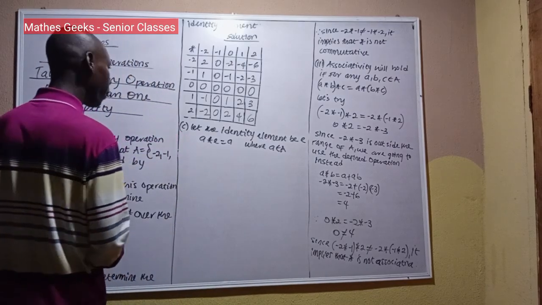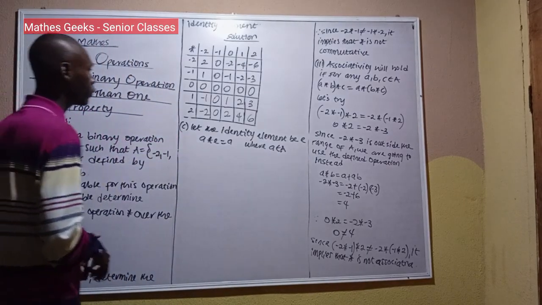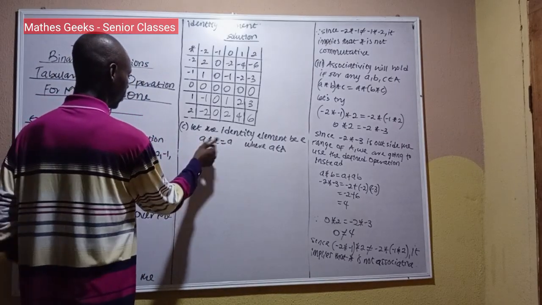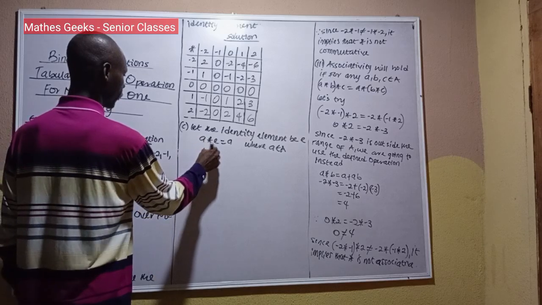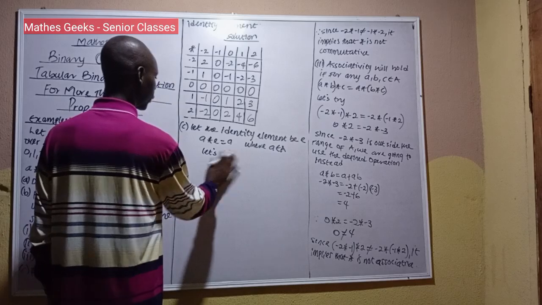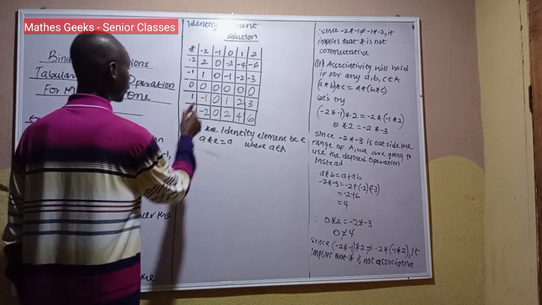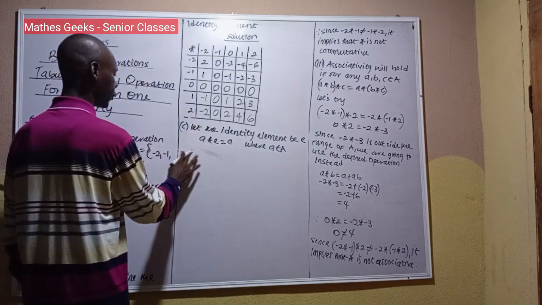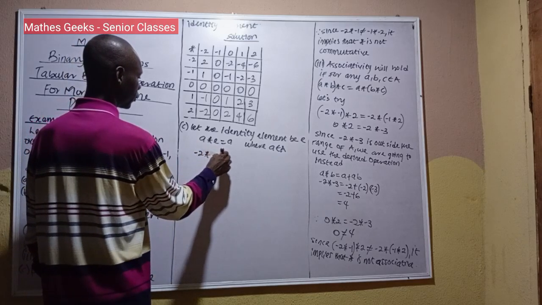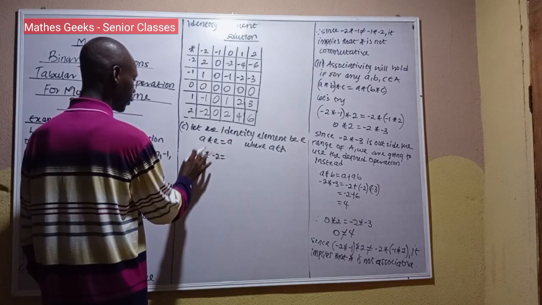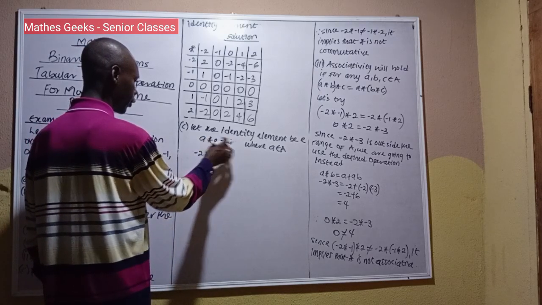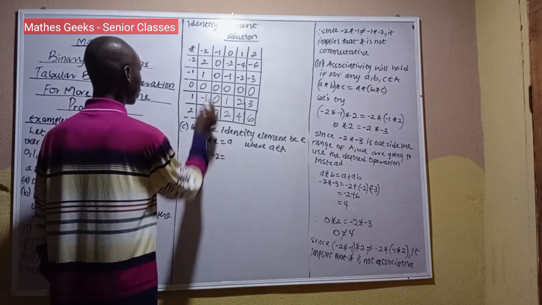Okay, now to prove this, we use the identity element relations. We're going to try some numbers. Let's try -2 star -2. If -2 is E, and E is the identity, it should give us E back, which in this case is -2. But let's see what we are going to get.